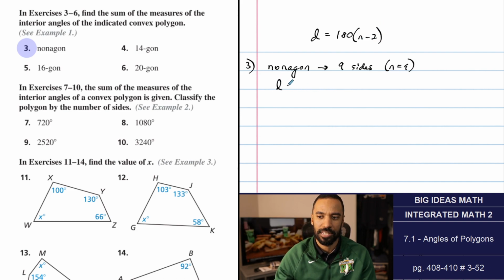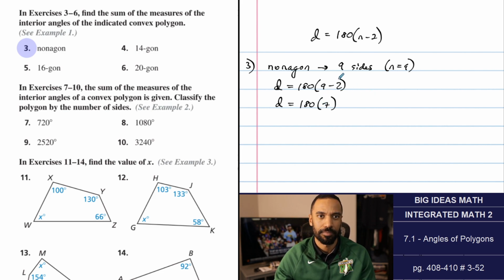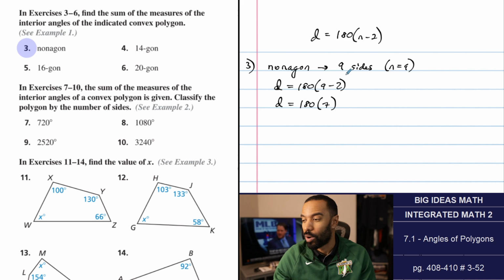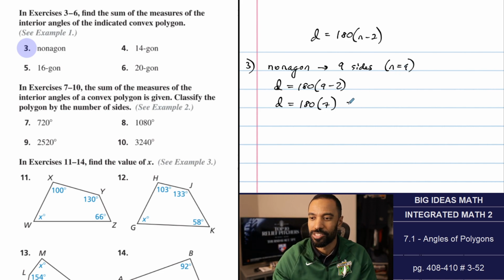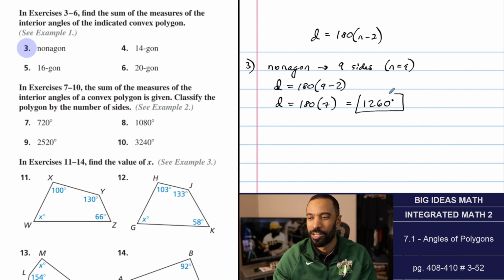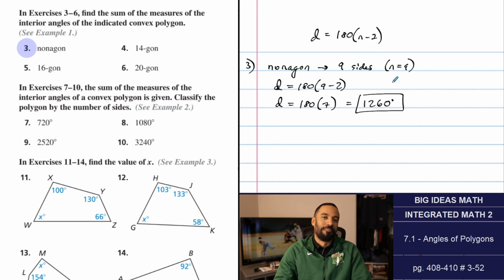Here we're going to be able to say d equals 180 times 9 minus 2. 9 is the number of sides. 9 minus 2 is the number of triangles that exist inside of that shape. And 180 times 7, oh gosh, I thought I knew that. 180 times 7 is, let's see, 3 and a half, 1260. See, I know it when I think of snowboarding. 1260 degrees.